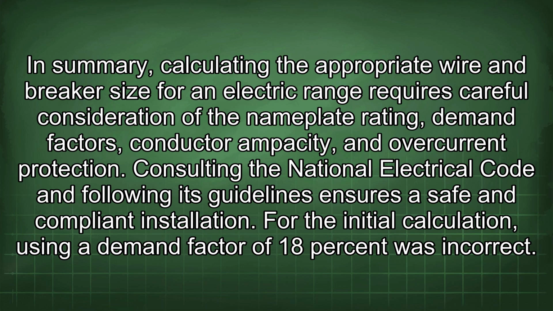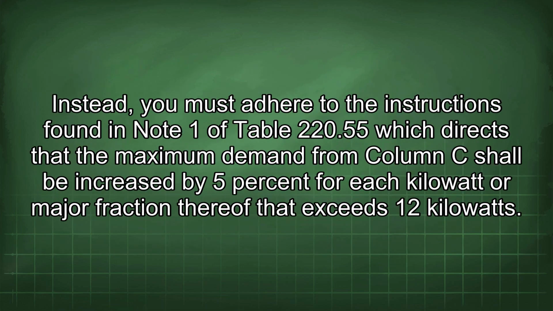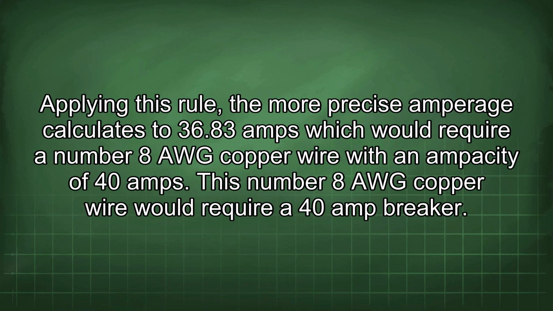For the initial calculation, using a demand factor of 18% was incorrect. Instead, you must adhere to the instructions found in Note 1 of Table 220.55, which directs that the maximum demand from column C shall be increased by 5% for each kilowatt or major fraction thereof that exceeds 12 kilowatts. Applying this rule, the more precise amperage calculates to 36.83 amps, which would require a number 8 AWG copper wire with an ampacity of 40 amps. This number 8 AWG copper wire would require a 40 amp breaker.